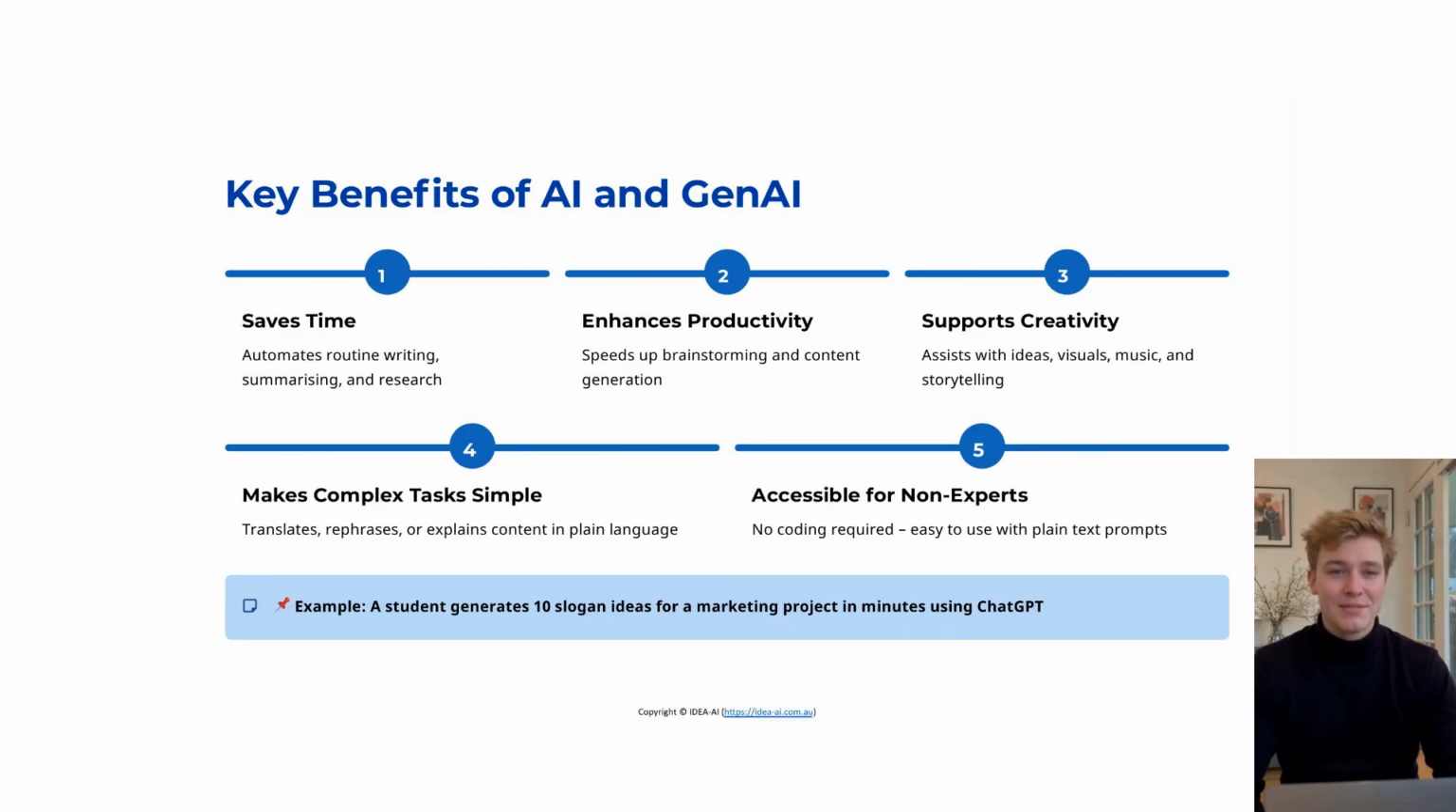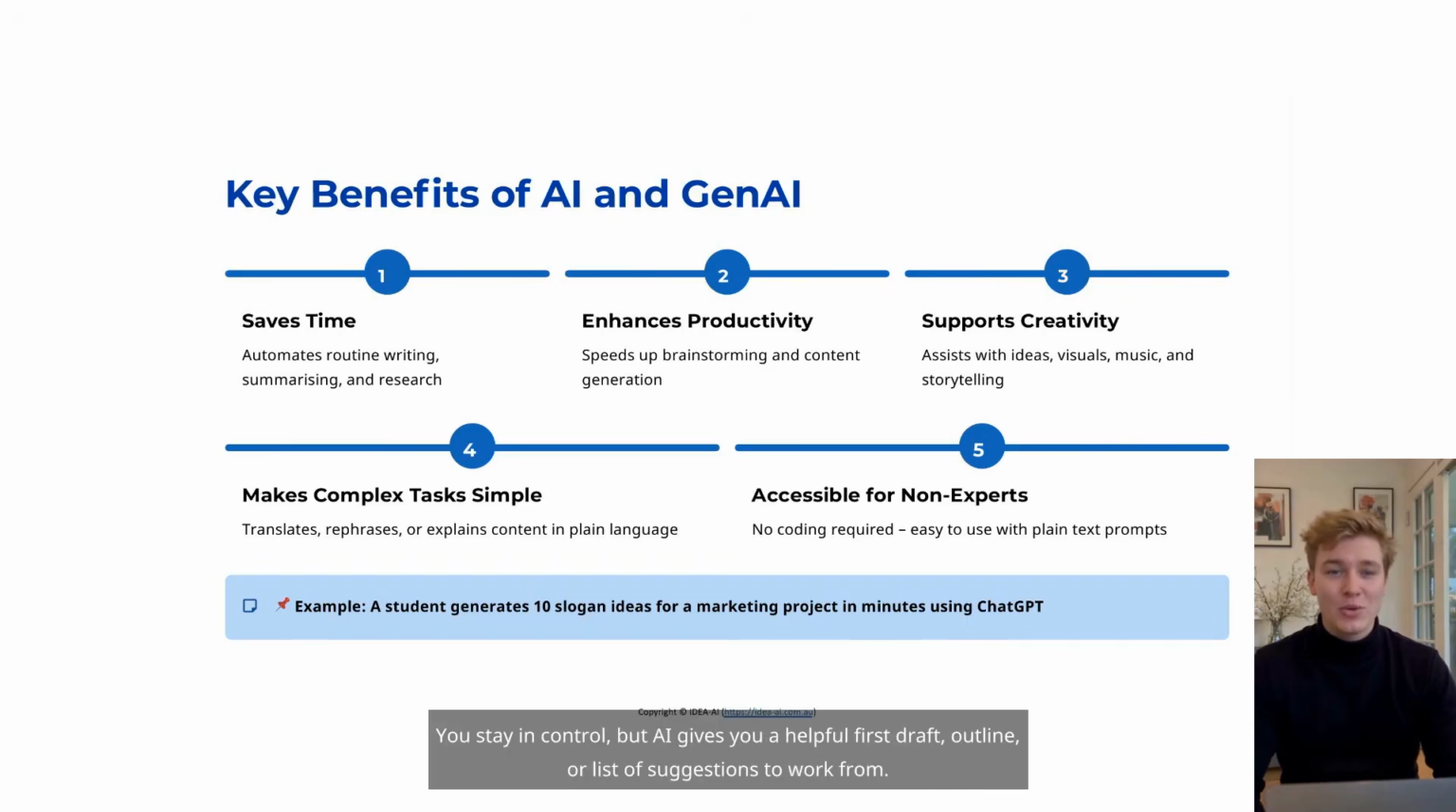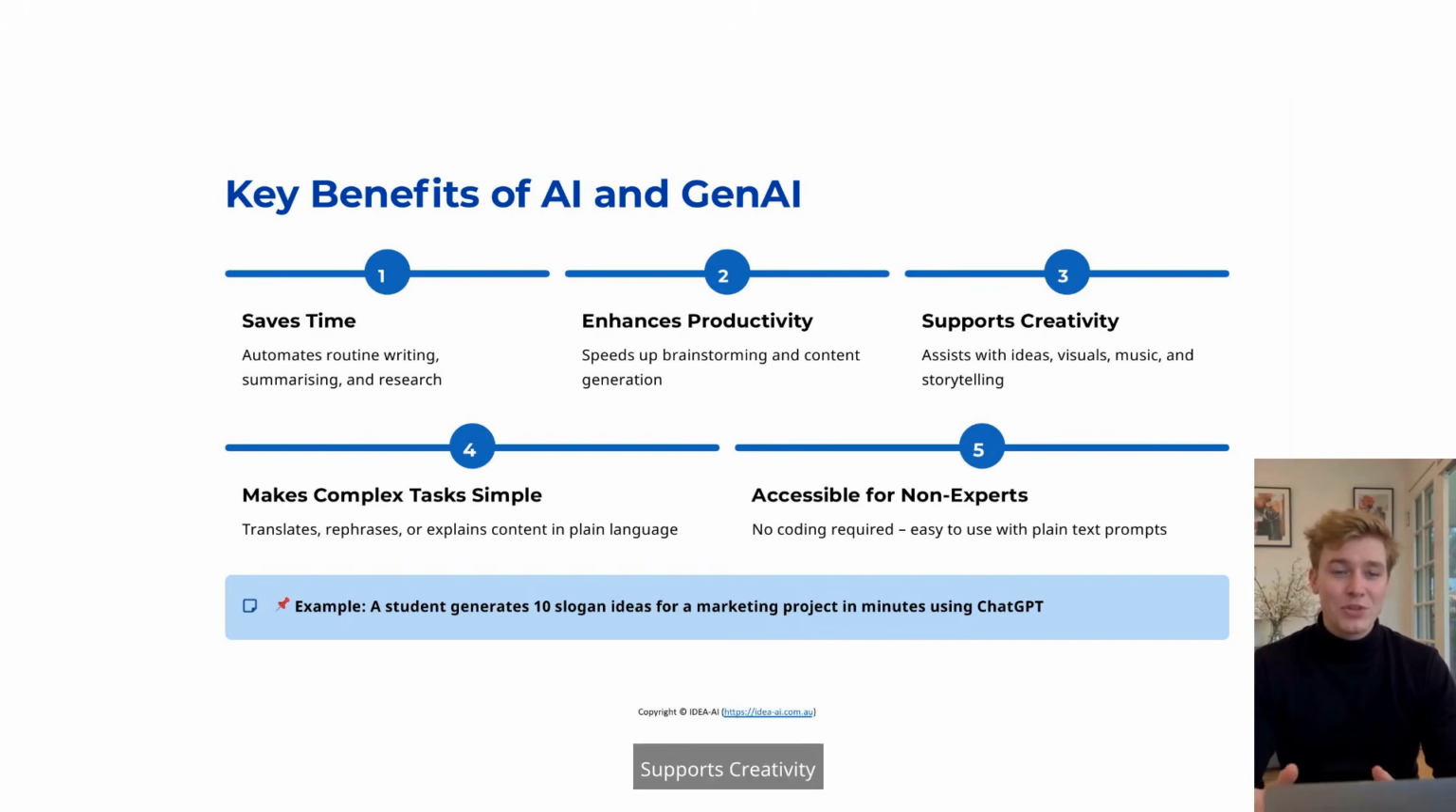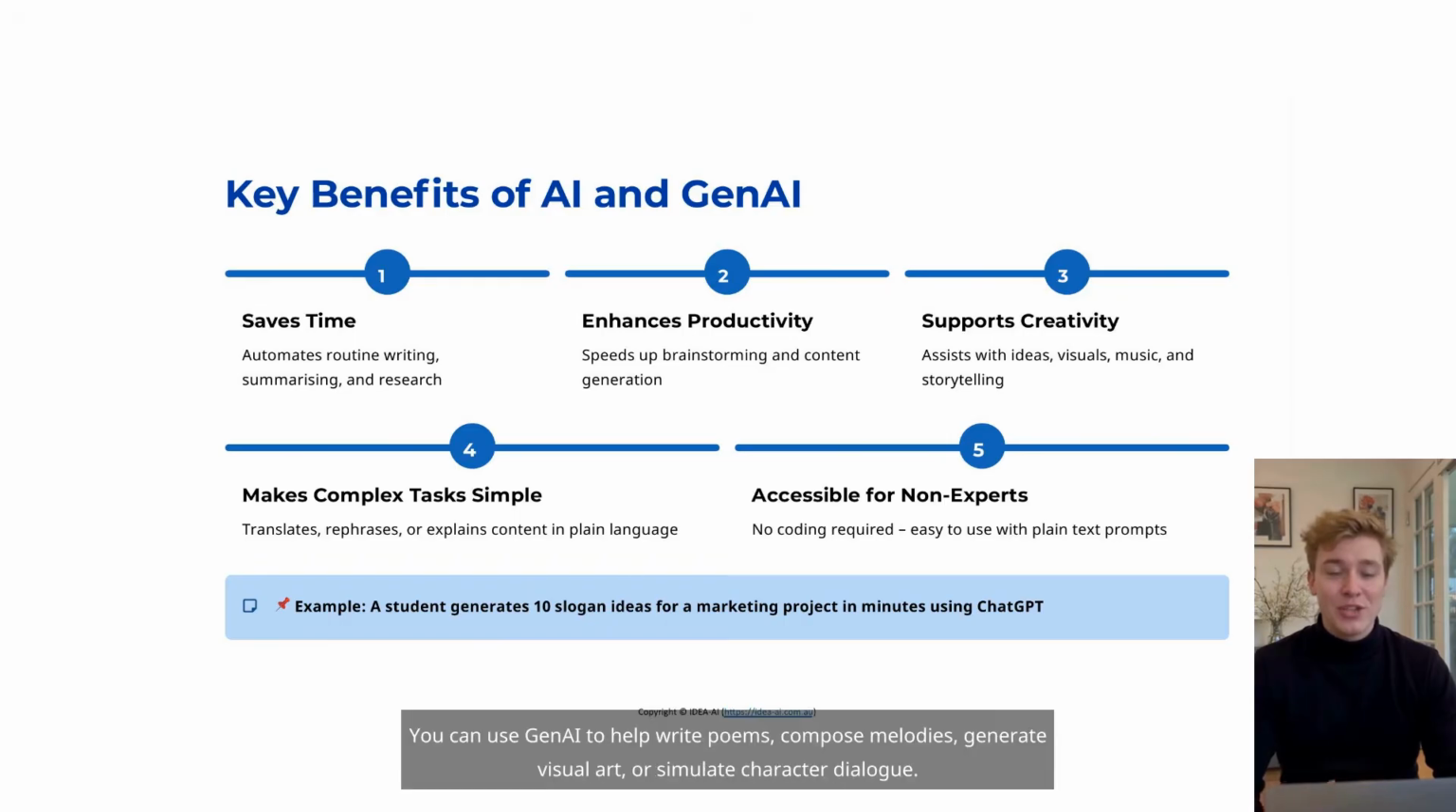Enhances productivity. Stuck on how to start an assignment? Need content ideas? AI can help you brainstorm faster. You stay in control, but AI gives you a helpful first draft, outline, or list of suggestions to work from. Supports creativity. You can use Gen AI to help write poems, compose melodies, generate visual art, or simulate character dialogue. It becomes a creative co-pilot, never replacing your ideas, but helping you generate, tweak, and explore more.